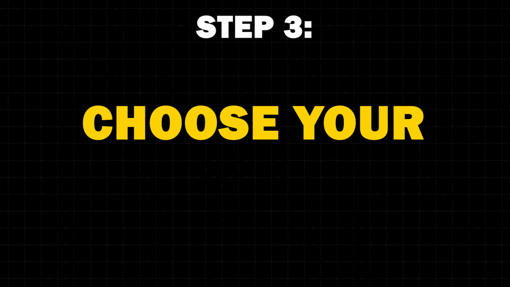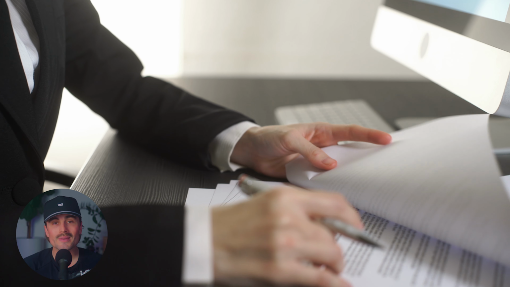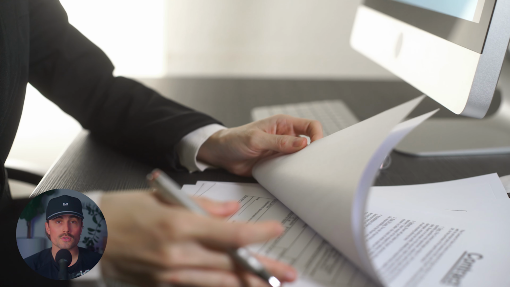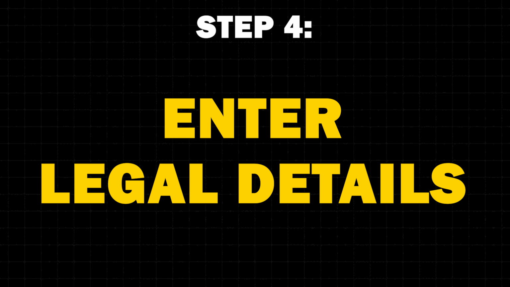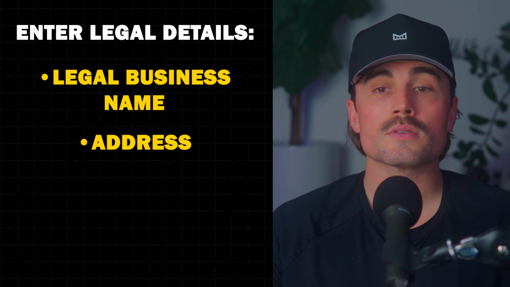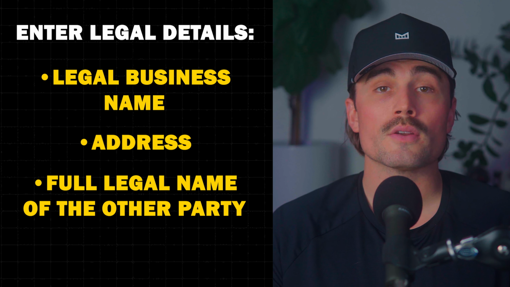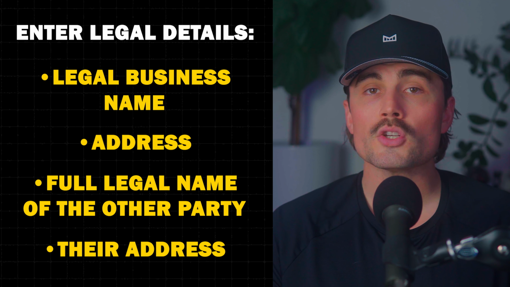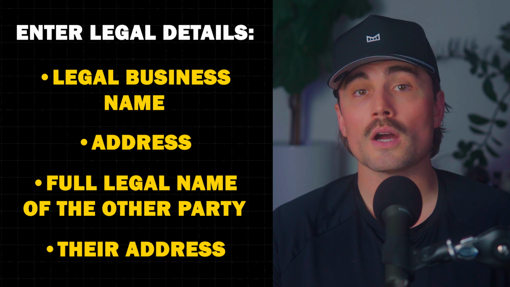Step 3, choose your governing state. Now, this is typically the state where your business operates, and state laws matter. So keep it consistent with where you're registered. Step 4, enter legal details. Add legal business name, address, full legal name of the other party, and their address. Make sure to double check spelling. This is a legal document after all.